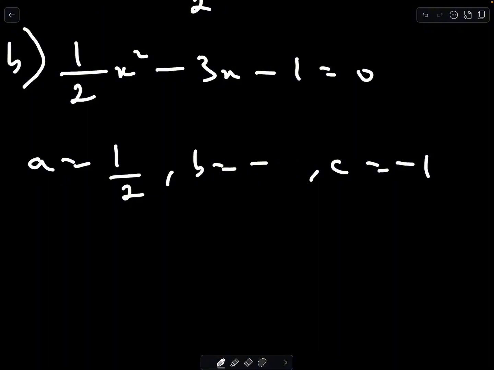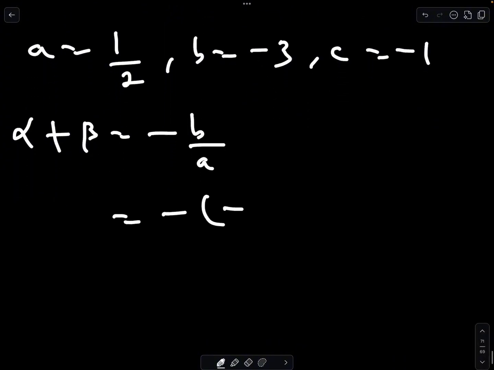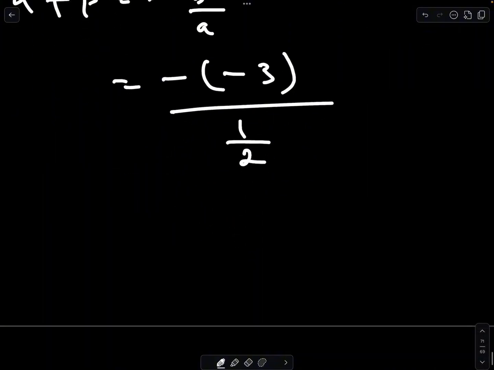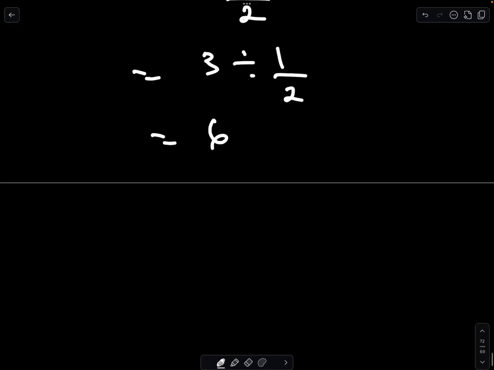Now, let alpha and beta be the roots of the equation. That means the sum of the roots, alpha plus beta, is given by minus b over a, which is minus into bracket minus 3 divided by a, which is 1 over 2. And that simply means plus 3 divided by 1 over 2, which is the same as 3 times 2 over 1, which is 6.